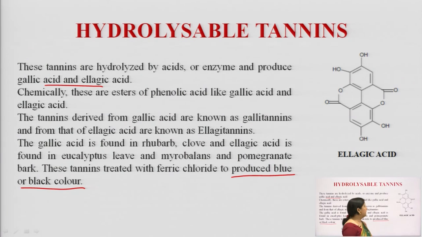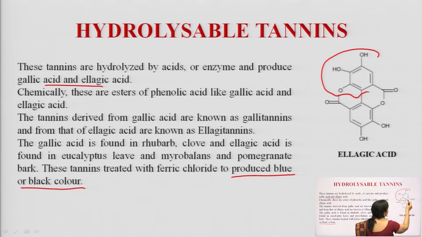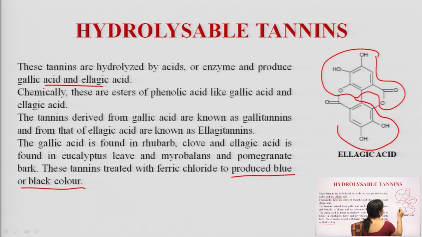If we look at this structure, here you can see one carboxylic acid structure and then we have another structure present here. So, it is a combination of two gallic acids. Ellagic acid is actually the combination of two gallic acids coming together to form ellagic acid.